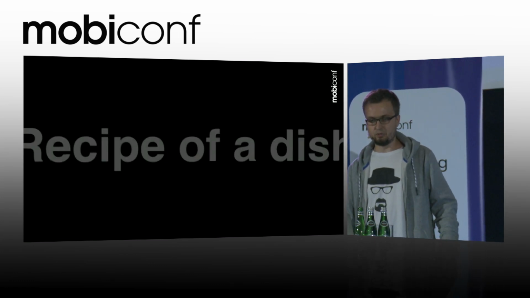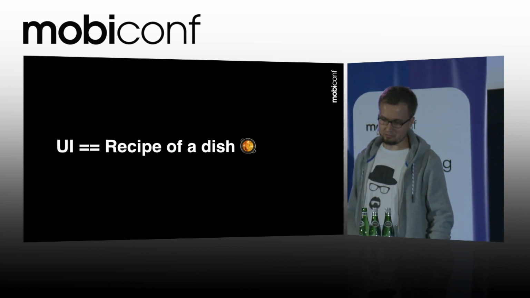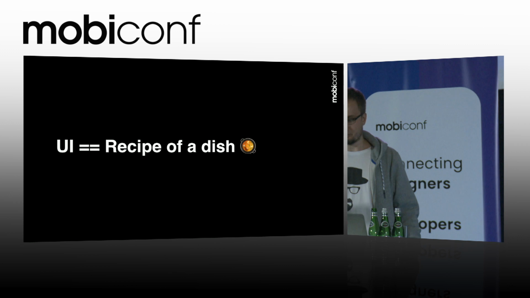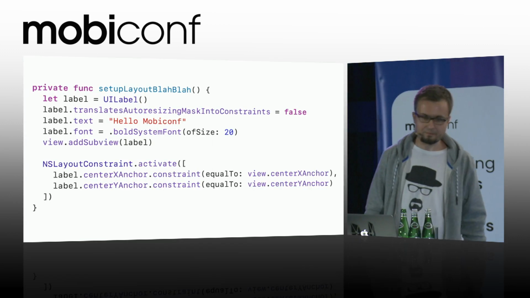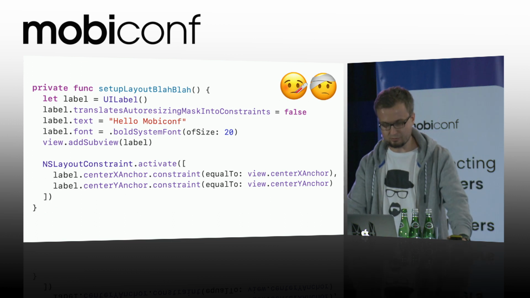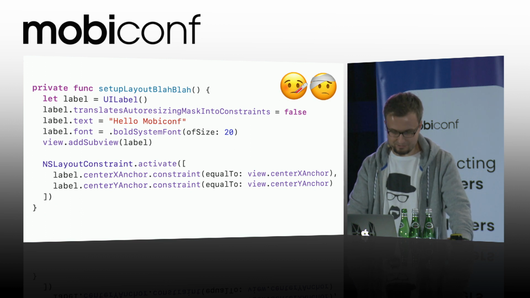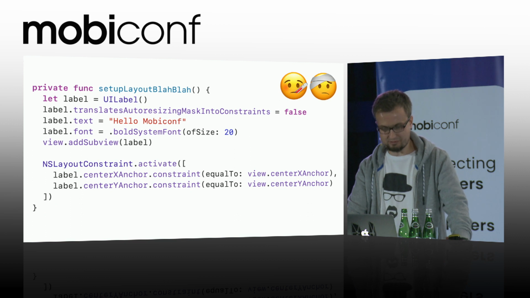When you Google the declarative UI framework, you'll probably encounter descriptions and metaphors like the UI is a recipe of a dish. And it's kind of true. I will provide you an example of how this looks in Swift world. So, there's this code. There's this ugly old world code that we've been writing for so many years that we've almost started to like this code, right? And we don't even realize how much of a boilerplate it is.